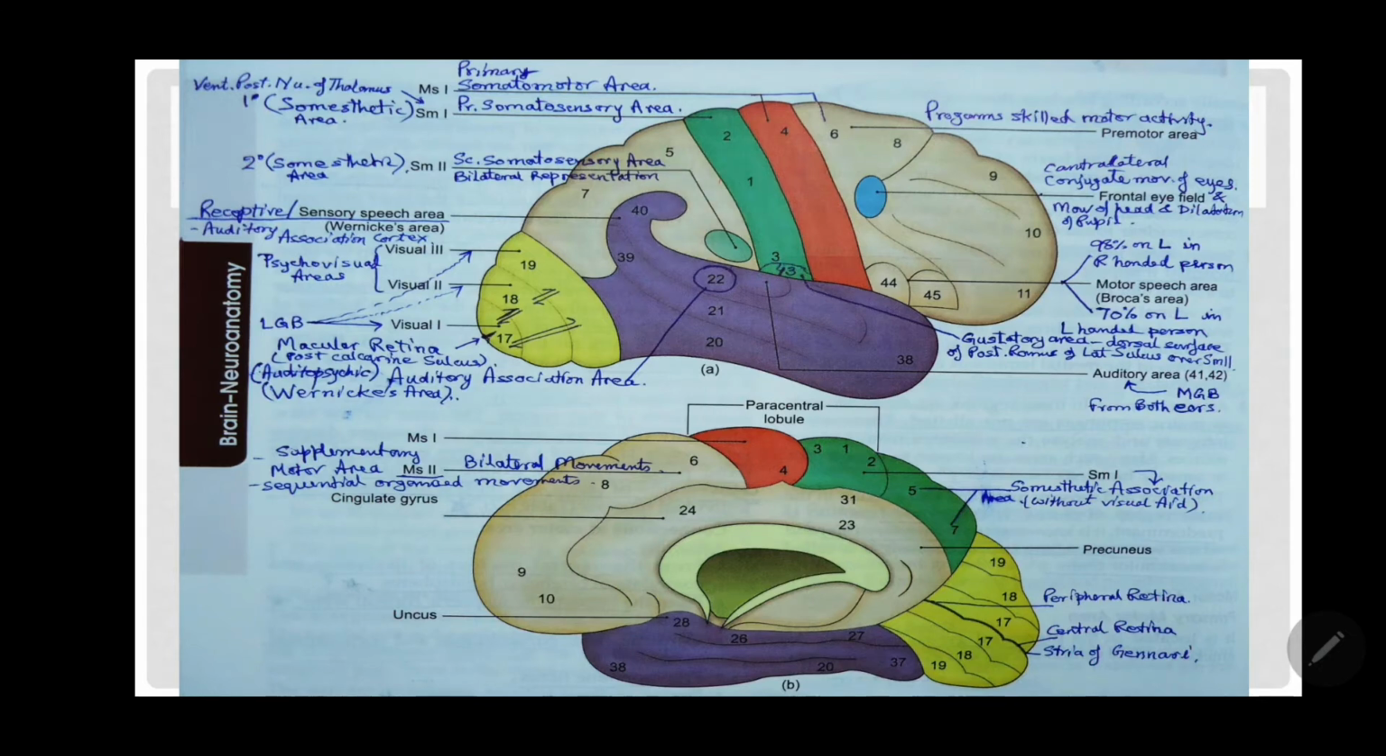This is called the association sensory area. This basically is for some special type of sensation. What special type of sensation? That is the sensation of stereognosis.